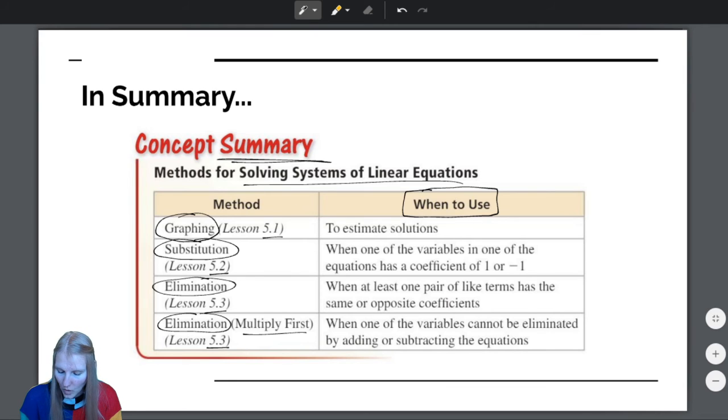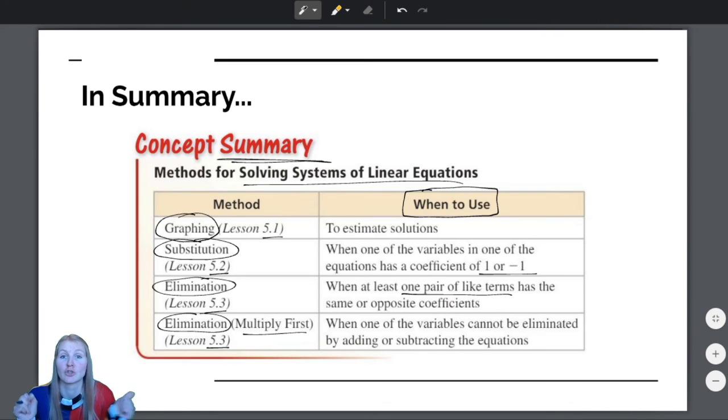If one of the variables in one of the equations has a coefficient of 1 or negative 1, it's going to be pretty quick and easy to solve one of them for x or y. And then, boom, I can go right into substitution. So if step 1 of substitution is rather easy, we use substitution. Now, elimination: if at least one pair of like terms has the same or opposite coefficients, I'm already ready to cancel it out.